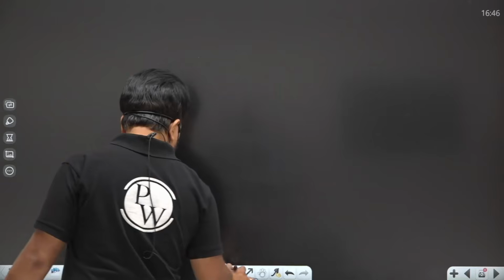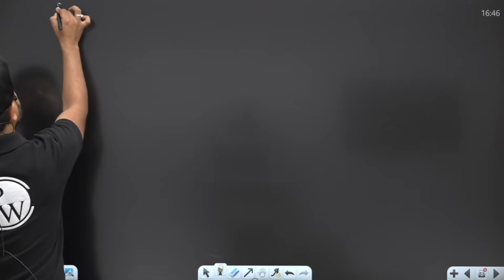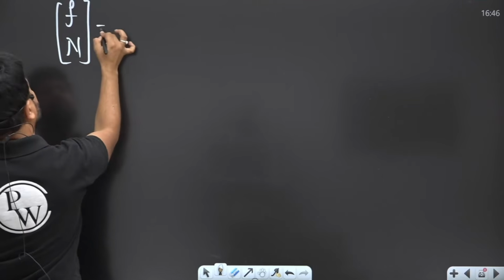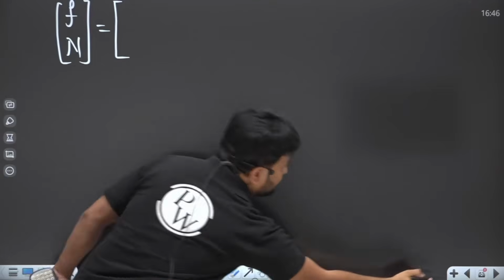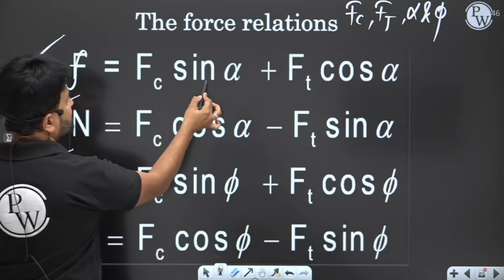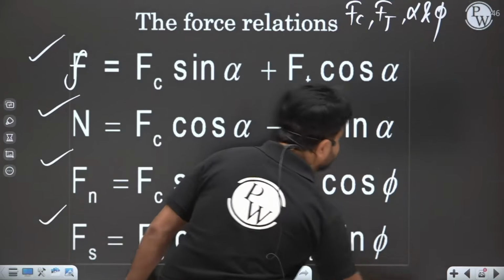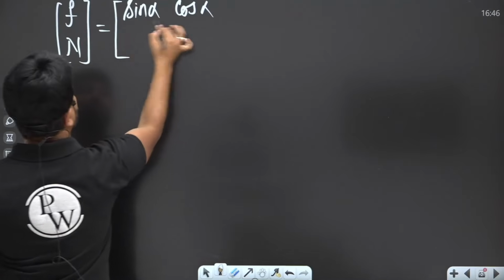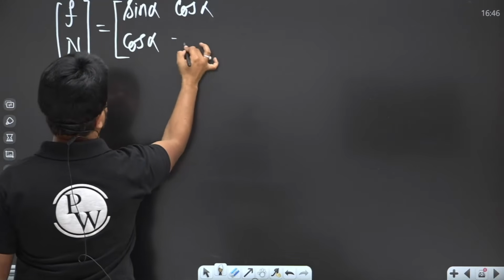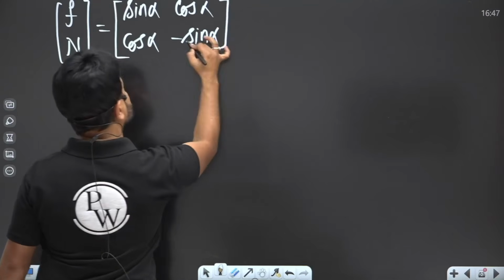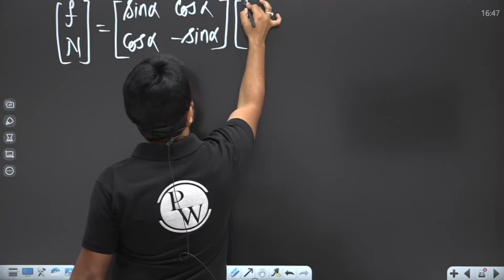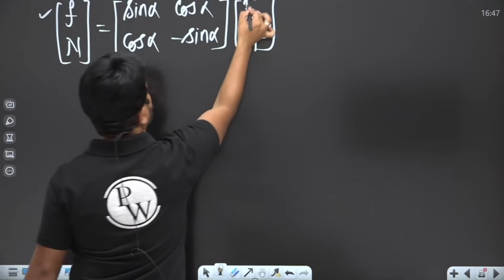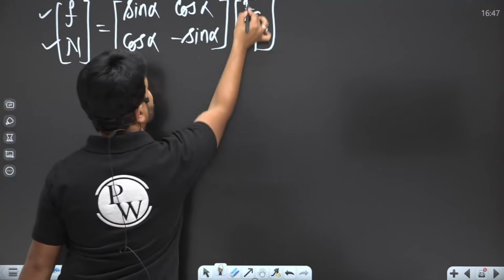Make a row matrix, that is friction and normal. Now start from sin alpha, write the opposite angle, that is cos alpha, and differentiate the above row, that is cos alpha minus sin alpha. Now multiply by a column matrix of Fc and Ft. My dear, you will get the value of friction when you multiply this row into this column. You will get the value of normal when you multiply this row into this column.